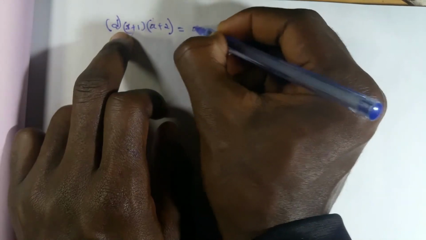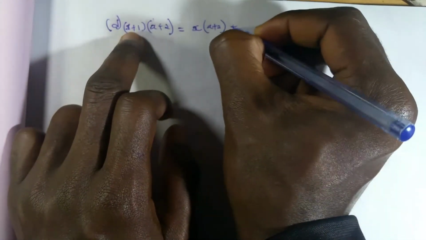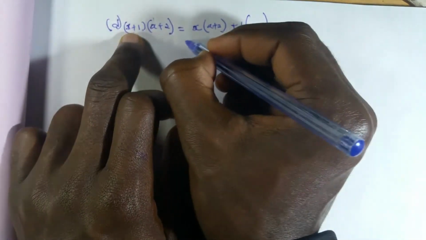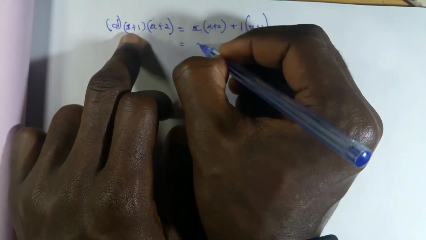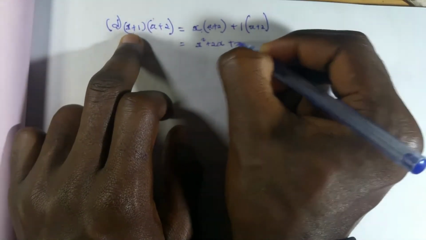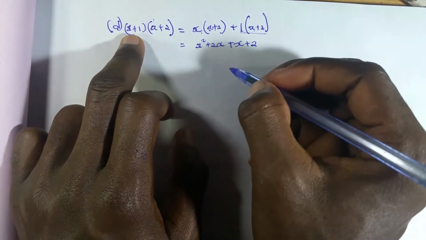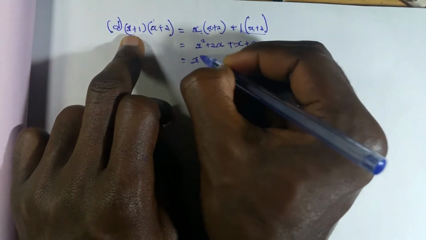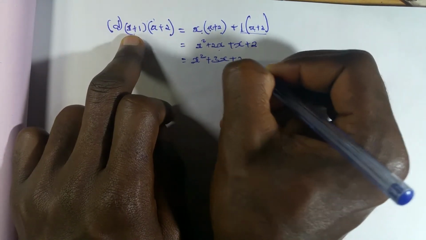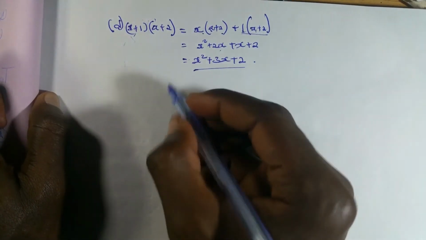That means we are going to have x multiplying that bracket. Then we add 1 also multiplying that bracket. That's how we looked at it. So that we are going to have x squared, we multiply x, then plus 2x, then plus x. If one multiplies that and remains x plus 2. And we are going to have x squared, 2x plus x will be 3x, then plus 2. Okay, that's our expansion for that.